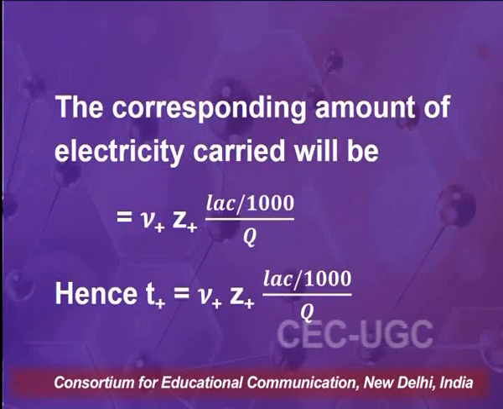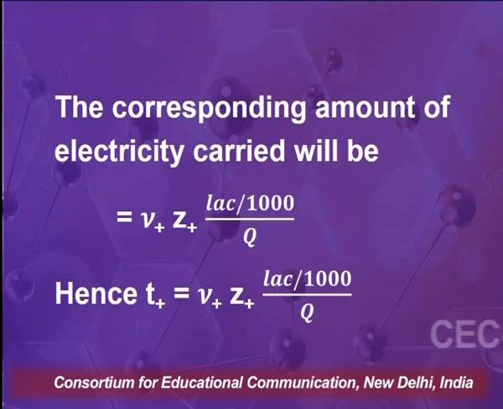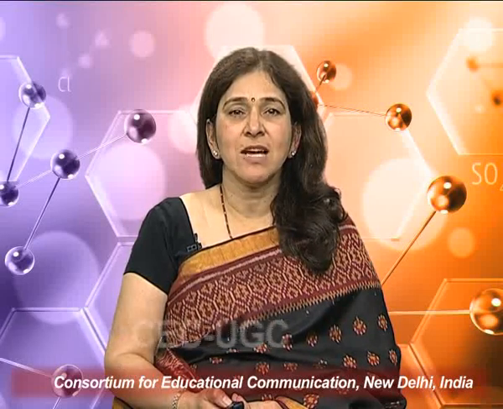The corresponding amount of electricity carried will be equal to nu plus Z plus LAC by 1000 divided by Q, and thus this will be equal to the transport number of the cation, that is T plus is equal to nu plus Z plus LAC by 1000 divided by Q. We can have a numerical based on the moving boundary method, which you can practice on your own. The answer is also here.